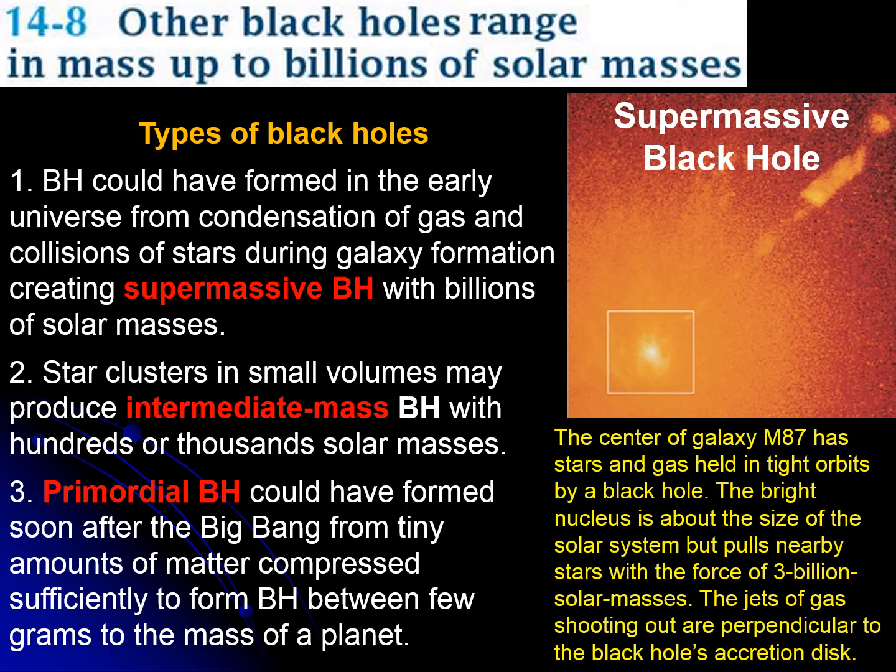Here on this picture, we have the center of the galaxy Messier 87 that has gas and stars in a very tight orbit, just like we saw in the video before. And that is another way of finding the location of a black hole. If a star is moving and then all of a sudden turns around, that means there's a center of gravity there. Even if we don't see it, there's something pulling, and that could be a very massive black hole.